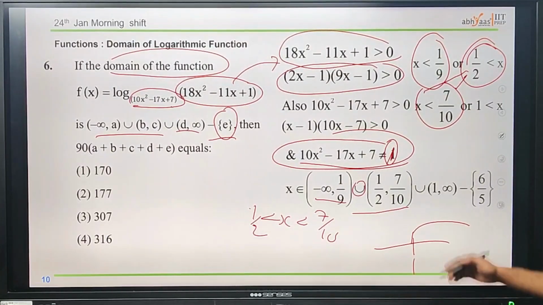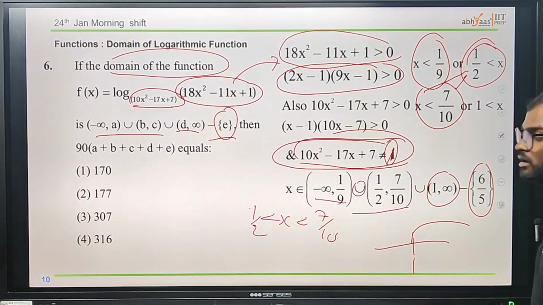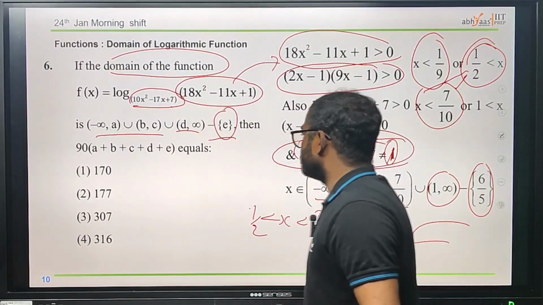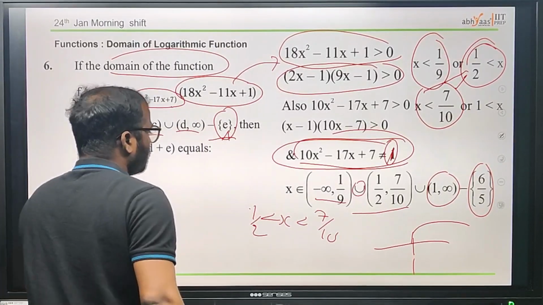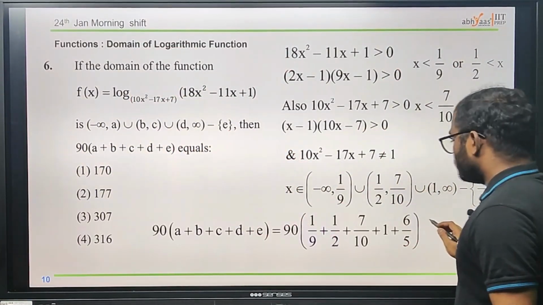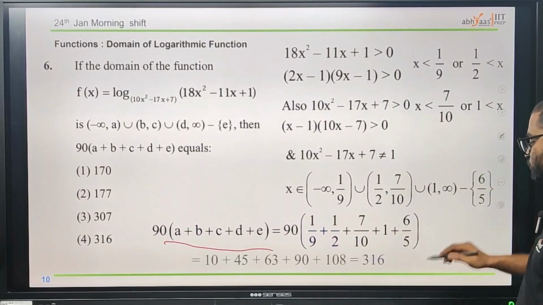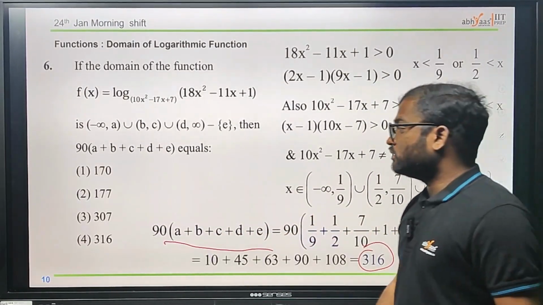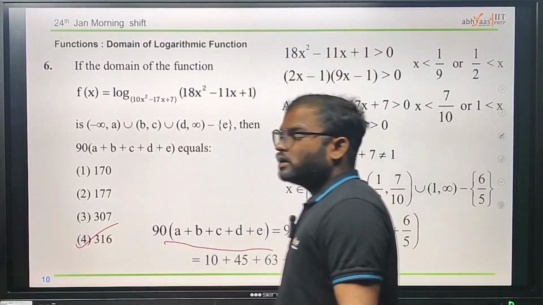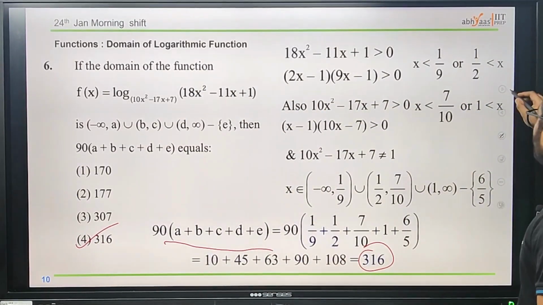I hope you understood. For that reason 1 to infinity, and we are removing that. If we just do this, we will get the removal option, which is 6 by 5, that is E. Just now, substituting all these values in this, we will get the answer as 316. That's how we got the 316 answer. Your job is to find the domain of this function. That is your job.